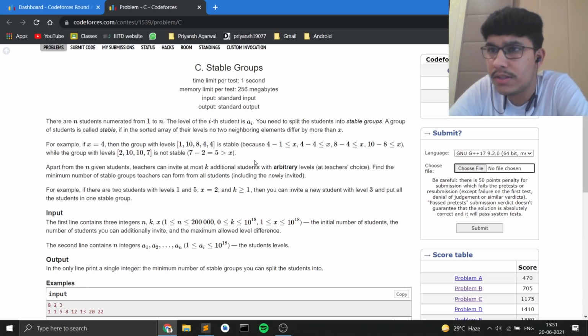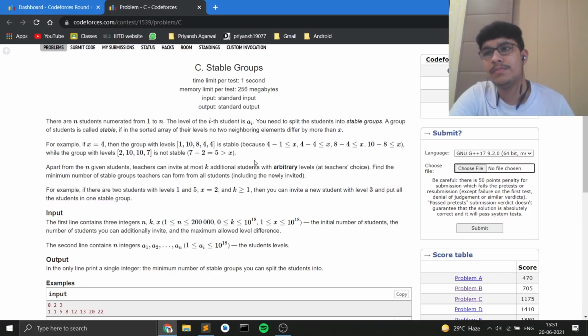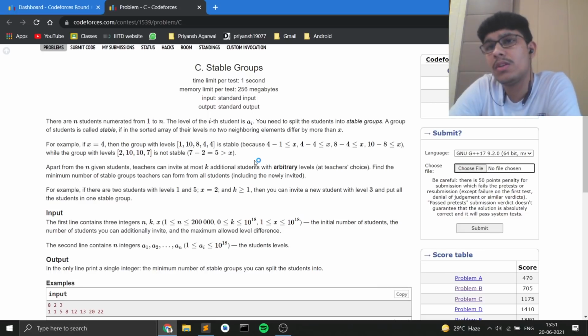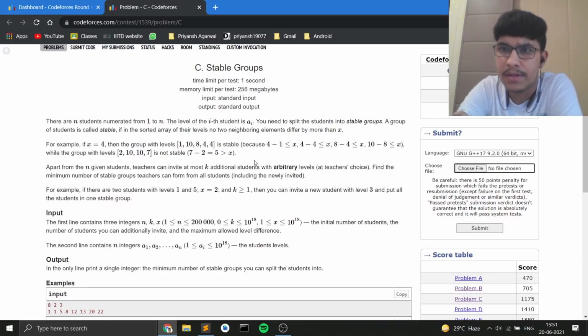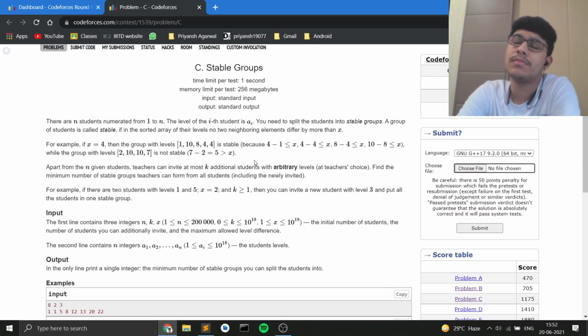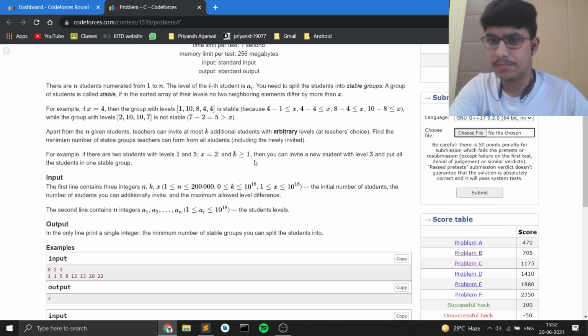Apart from the n given students, teachers can invite at most k additional students with arbitrary levels. Find the minimum number of stable groups teacher can form from all students, including the newly invited. Okay. Minimum number of stable groups. Okay, so you need to fit as many people into a group as possible, right? For example, if there are two students with levels 1 and 5, x equals to 2, then you can invite two new students with level 3 and put, all right, cool.